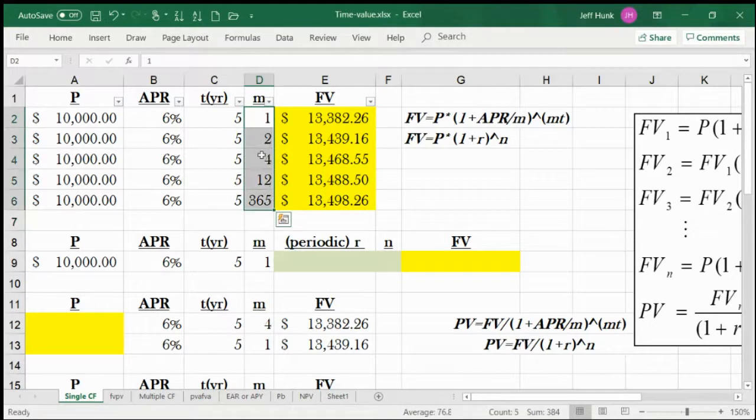So then if you sort it in ascending order, you can see in one single view that the higher the compounding frequency, the greater the future value.